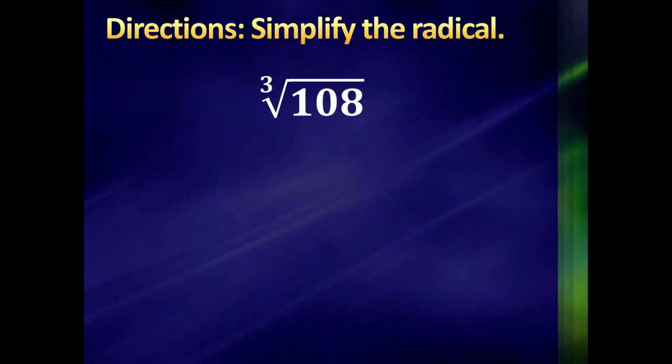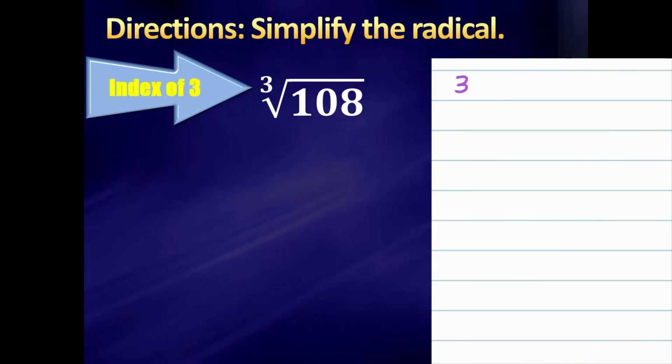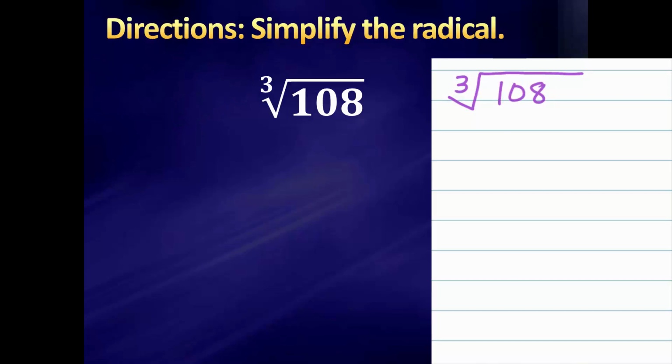In our final problem, this one is slightly different, and it's because if you'll notice, our index has actually changed. We're looking at the cube root of 108. Now, let's go ahead and do our prime factorization and see how this problem changes a little bit. 108 is one of our multiples of 12, so that would be 12 times 9. Neither one of those are prime, so we got to keep going.